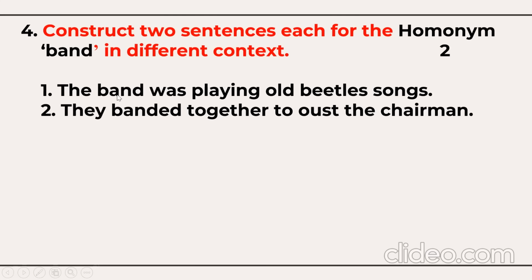A band is about an object. Here banded means to compile or make them together, right? So like this, you need to make 2 sentences of the same word having 2 different meanings. That's the meaning of homonym here. That's for 2 marks. Each sentence will have 1 mark.